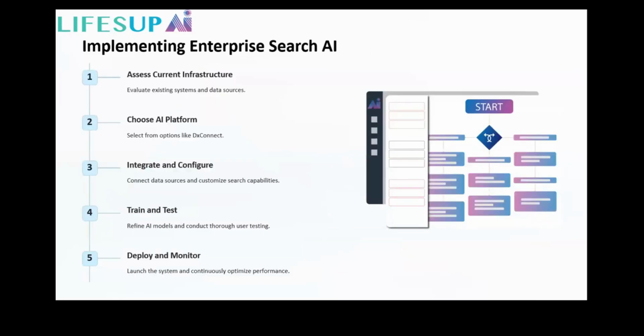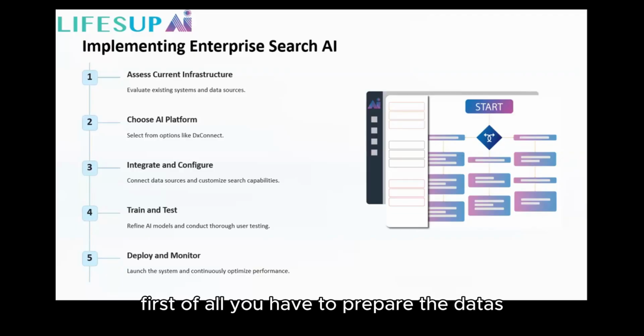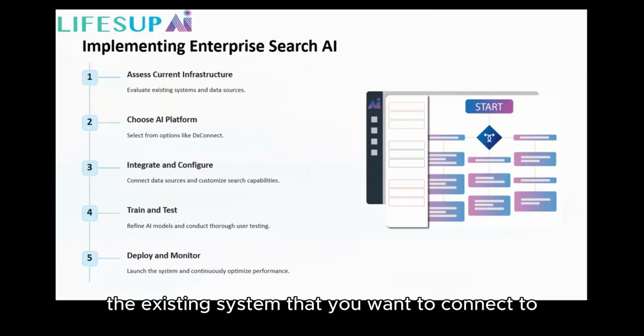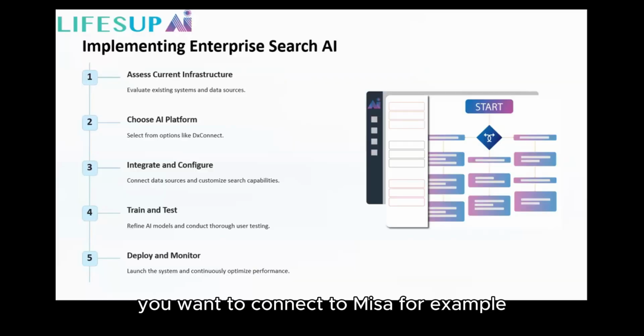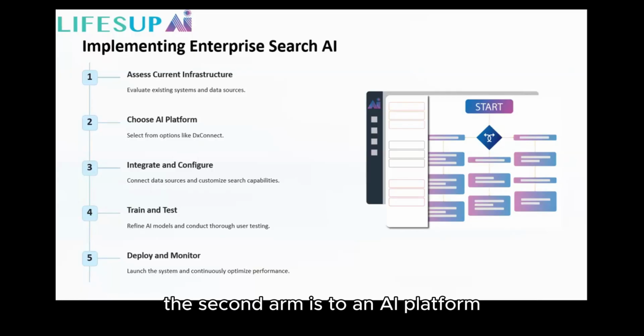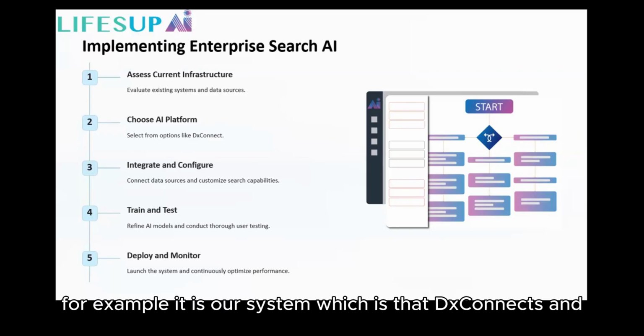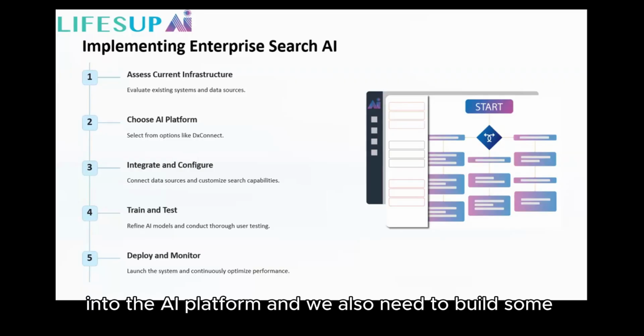On the screen are some steps that we need to do to implement an enterprise search AI. First of all, you have to prepare the data. You have to evaluate the existing systems that you want to connect to. For example, if you want to connect to Jira, Slack, or MISA, you have to prepare all those sources and how to connect to them. The second step is to choose an AI platform, which is, for example, our system. The third step is to connect those data sources to the AI platform.